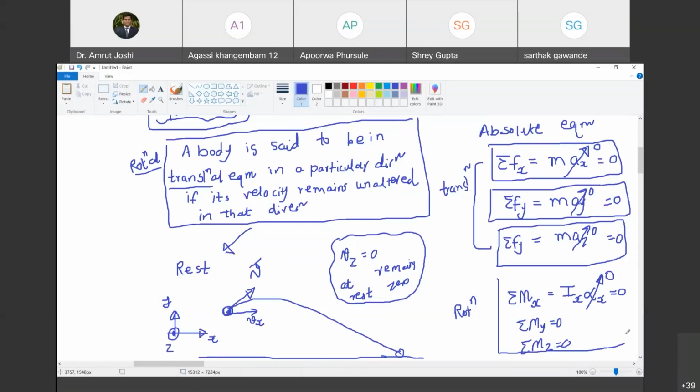Are you with me? Yes, sir. So how many total equations of equilibrium do we have? For absolute equilibrium, we have 6 equations of equilibrium in general. Are you with me? Yes, sir.